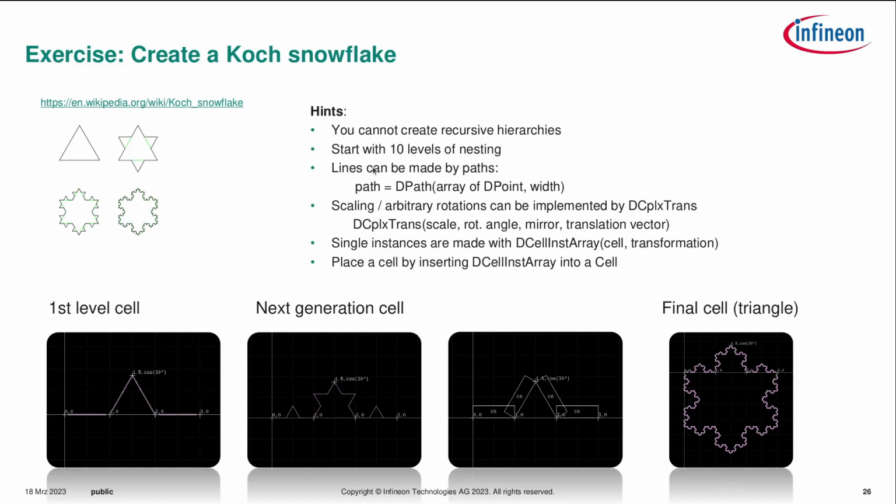As a hint, a line can be made from a path. A path is essentially an object that is a line with a certain width, and you can generate a path using that form. So a DPath object, you give it an array of DPoint objects and a width. And also you can implement scaling by using the DCplxTrans, which is a complex transformation that allows scaling, rotation by arbitrary angle, mirroring, and a translation vector. This is useful to generate the transformations of the individual pieces.